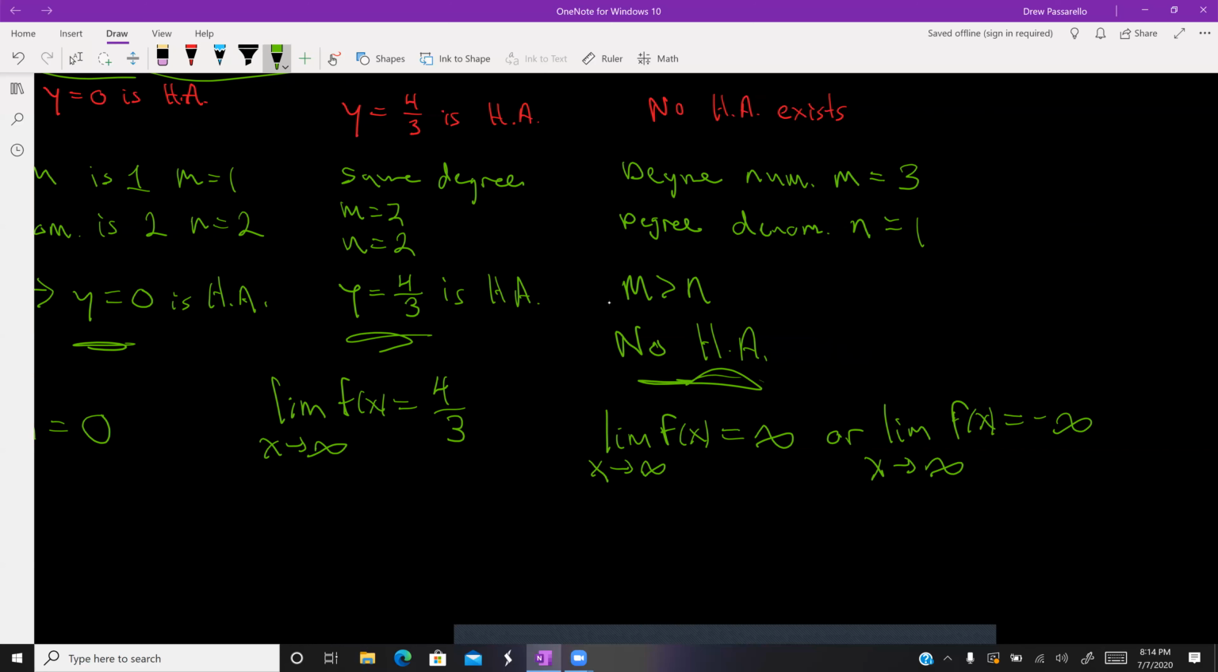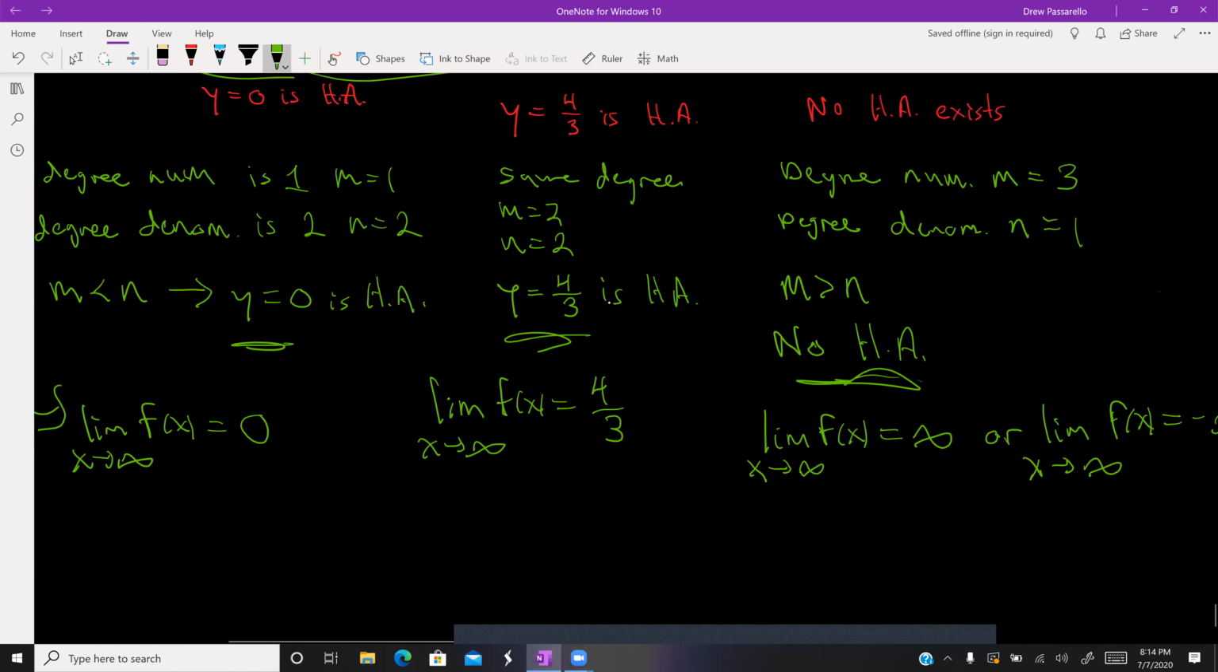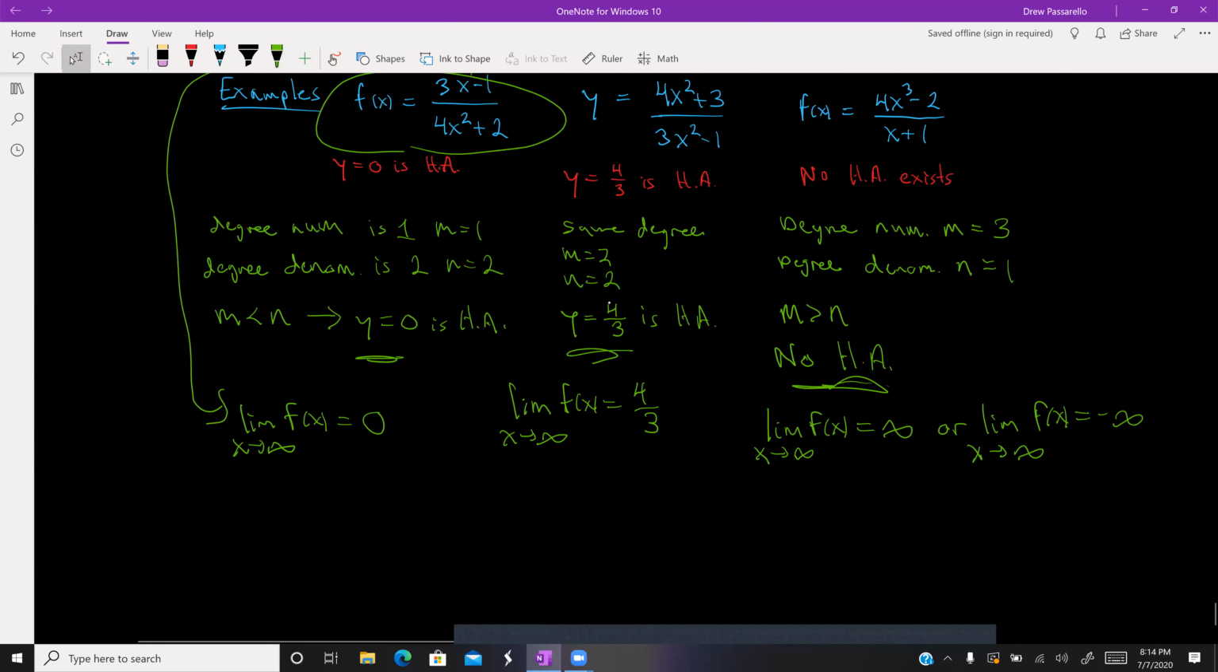So that's pretty much it for the concepts. I did 3 examples, just discussing what these limits at infinity are, and I like to think of them as just finding the horizontal asymptotes, if they do exist. All right, so the next video is going to be examples.